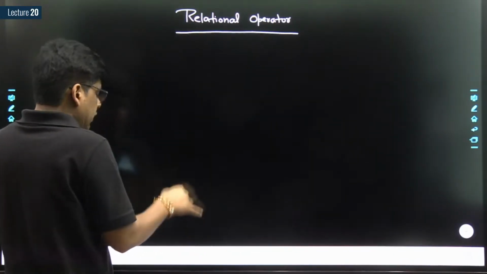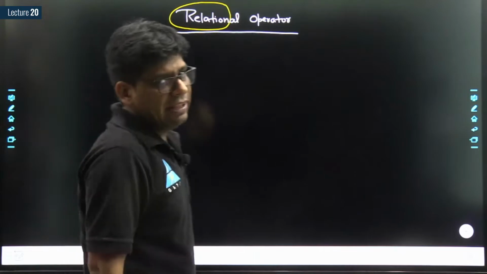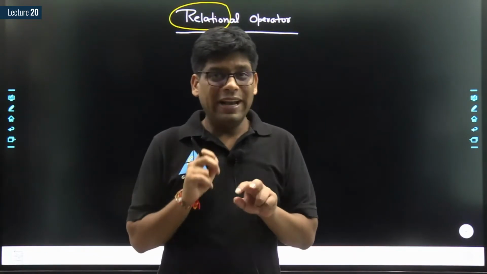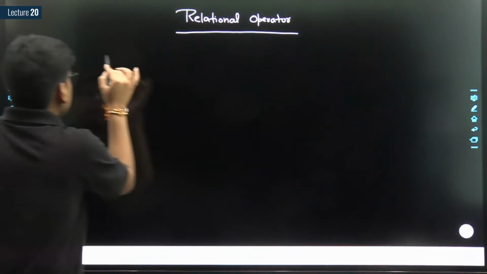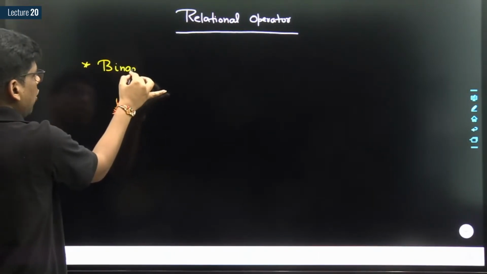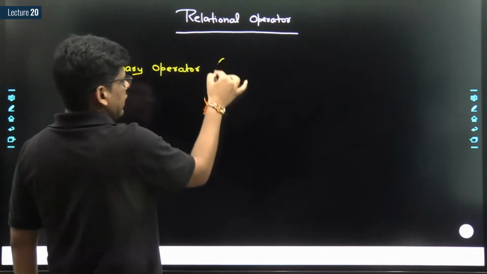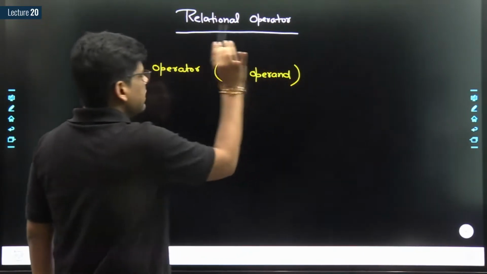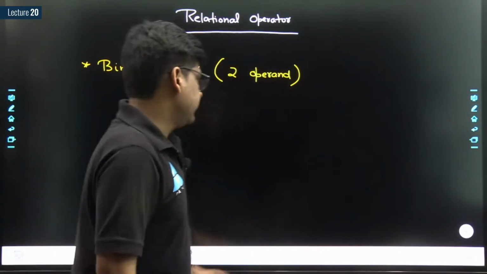If you focus on this word relation, in real life, a relation exists between two entities. That means first thing we need to understand is, all the relational operators are binary operators. That means they require two operands to work upon. All the relational operators are binary operators. They require two operands.